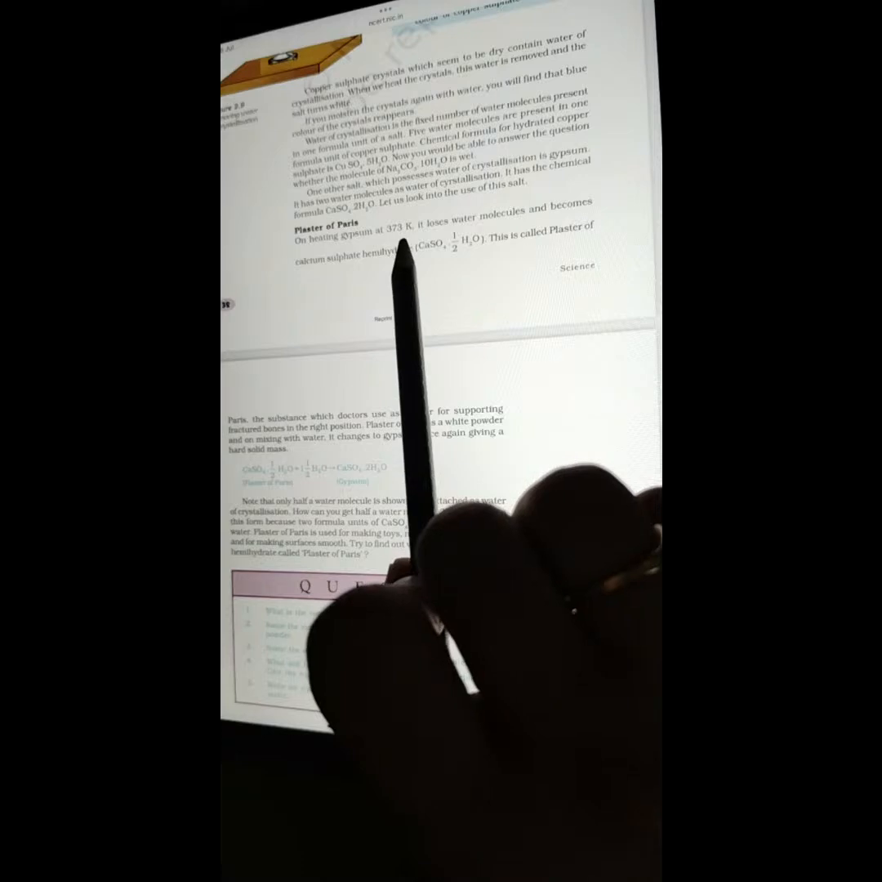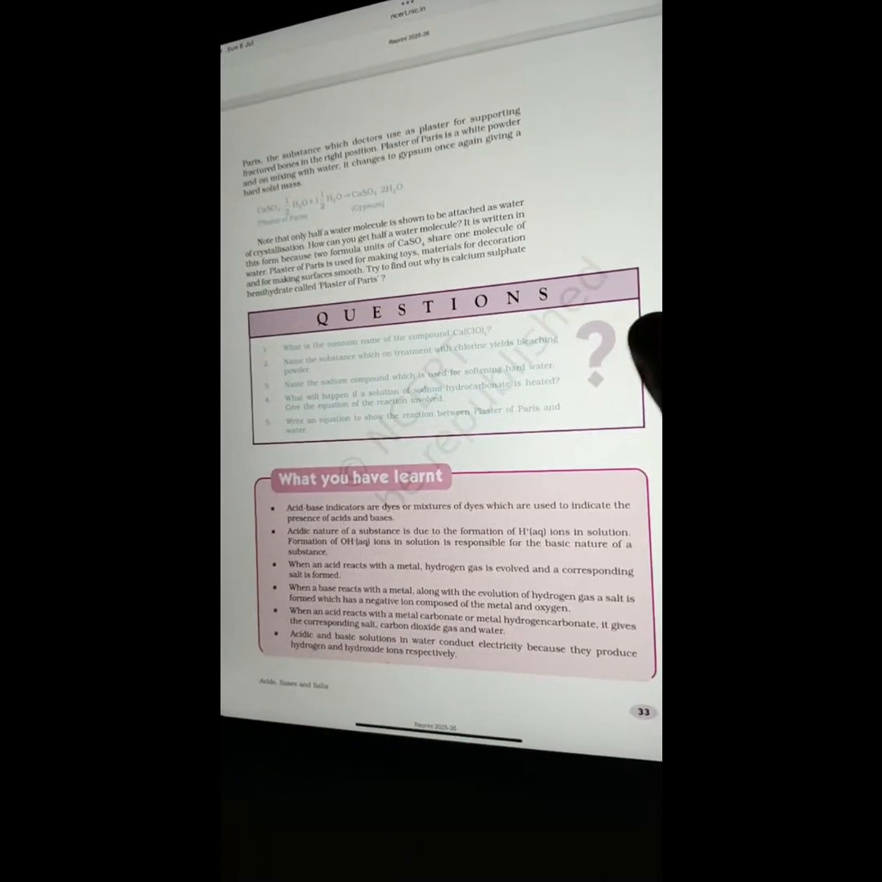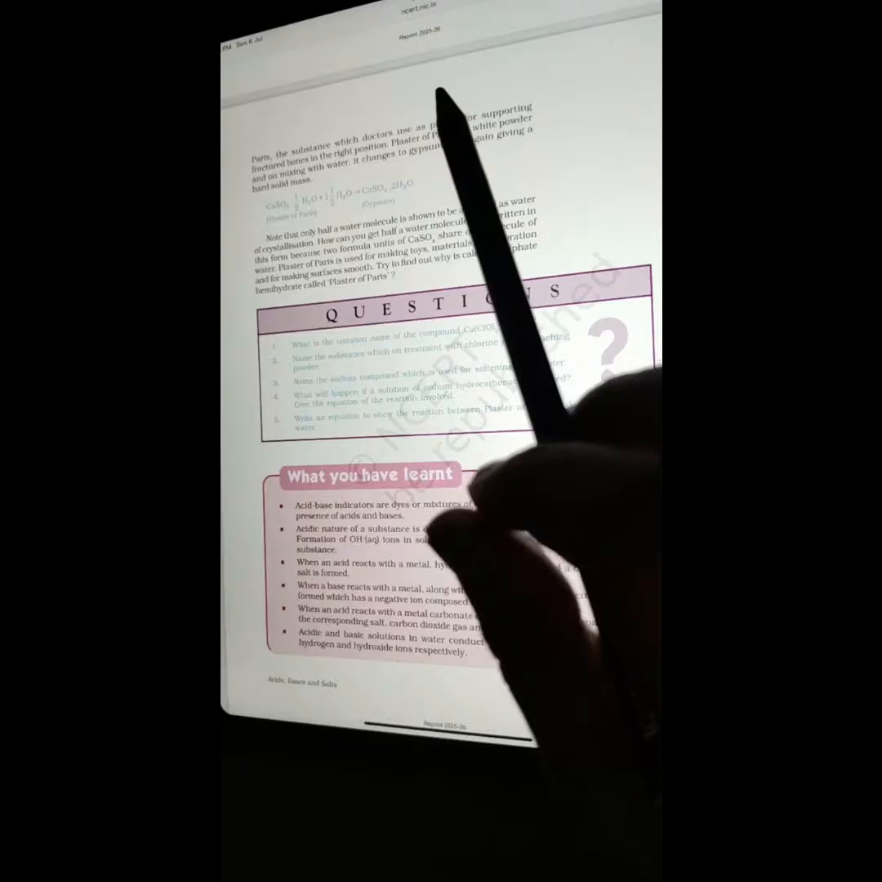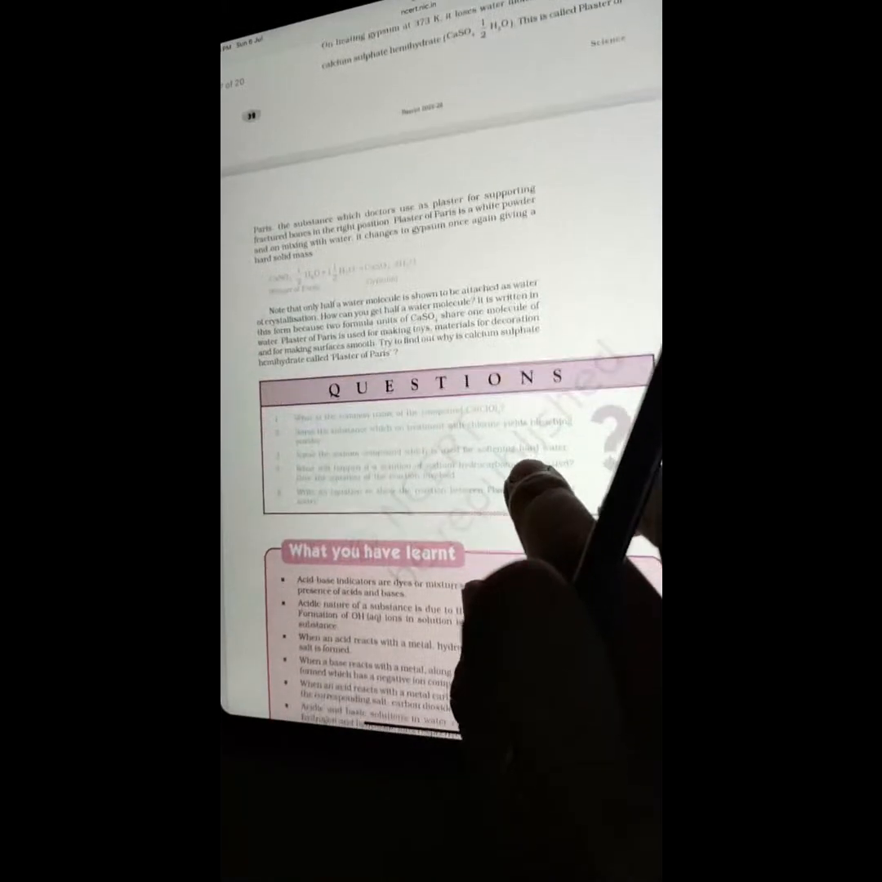Plaster of Paris. On heating gypsum at 373 Kelvin, it loses water molecules and becomes calcium sulfate hemihydrate, written as CaSO4.½H2O. This is called plaster of Paris. The substance which doctors use as plaster for supporting fractured bones in the right position.